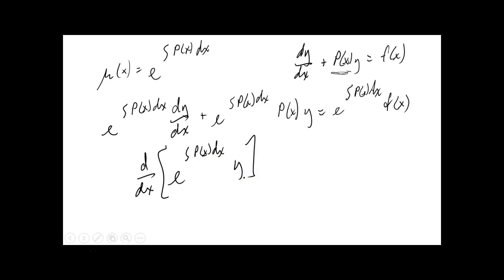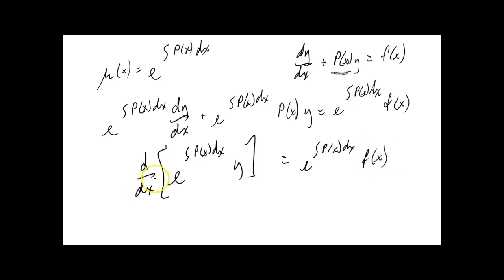Okay? Because if you did this differentiation, you do the first times the derivative of the second, plus the second, which is your y, times the derivative of the first. The derivative of e to anything is e to that same thing, then by chain rule, times the derivative of the exponent, which is the derivative of an integral, and that's just p of x. So yeah, that's right. And this is equal to e to the integral p of x dx times f of x.